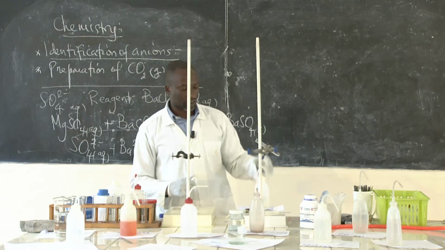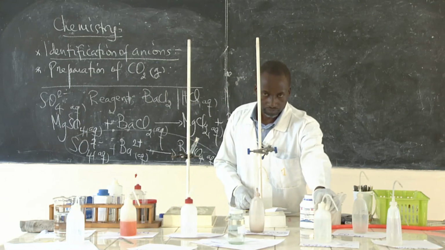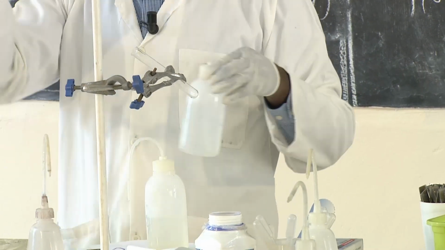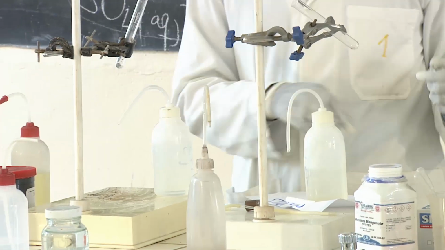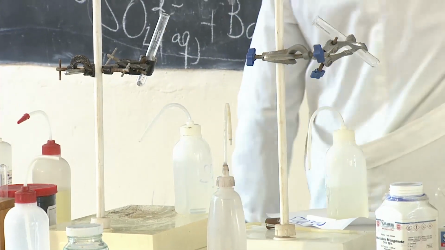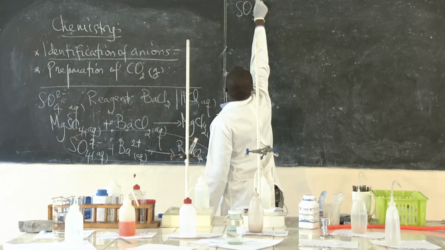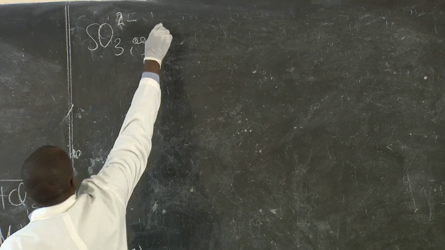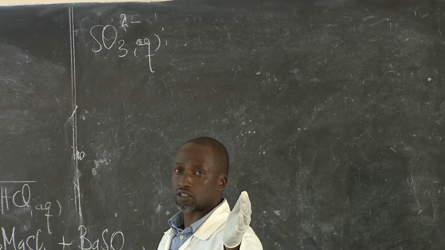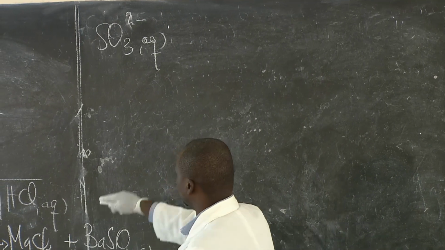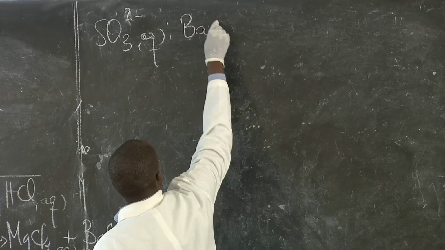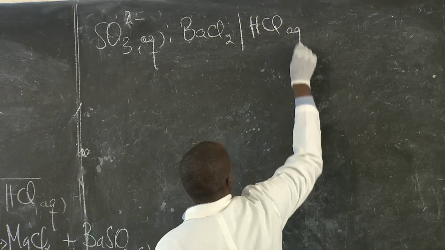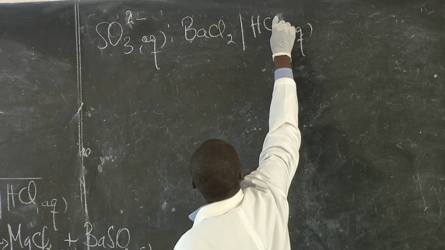So let's try the sulfite ions as well. So this is the sulfate. We have finished. So we have to go to sulfite ions. We are still using the same reagents. Remember, we are not changing the reagents. We are using barium chloride with the hydrochloric acid.